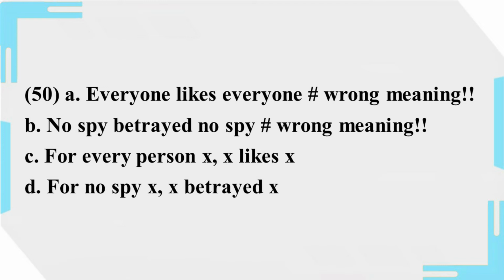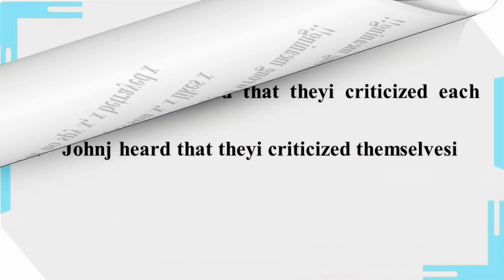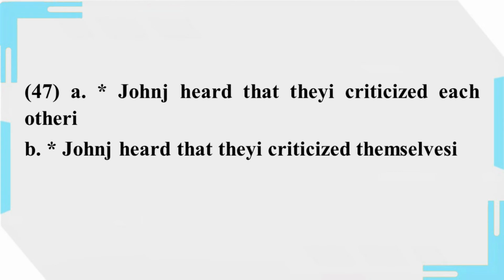For such cases like 47A and B, John heard that they criticize each other. John heard that they criticize themselves. It's a bit strange to talk about co-reference, of referring to the same objects, as between the reflexive and its antecedent. This is particularly clear in the case of the sentence no spy betrayed himself. What does the DP no spy refer to? It's a very interesting question how exactly the meaning of such expressions is computed.